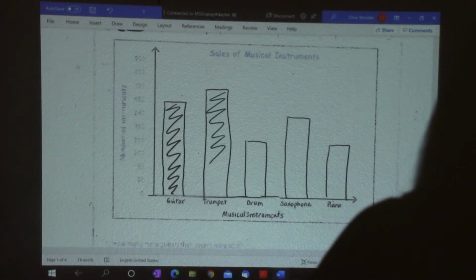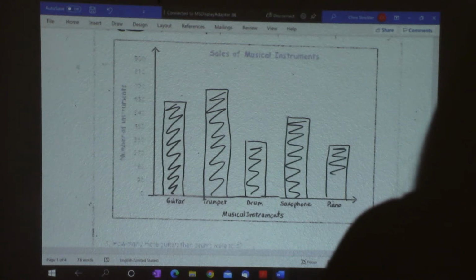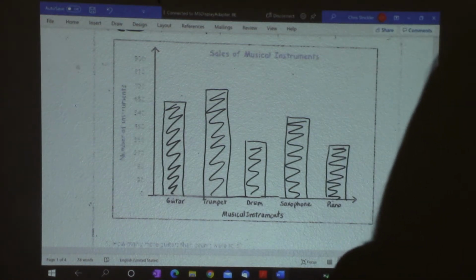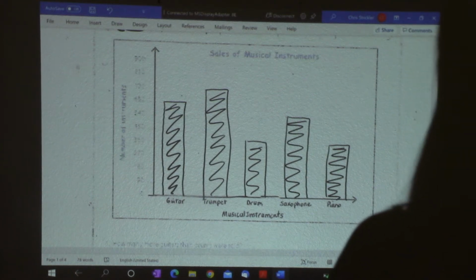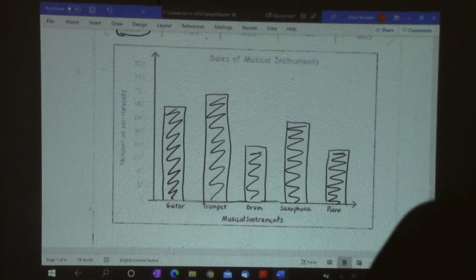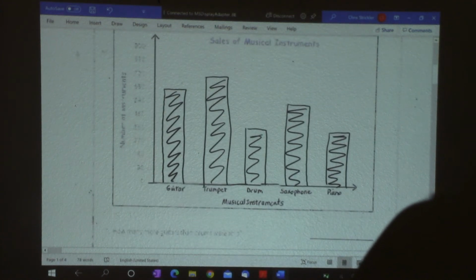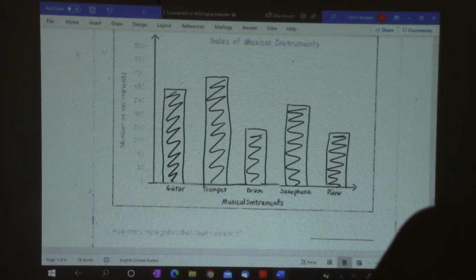So you should make a bar graph that looks something like this. And you can color those in nicely, maybe with a colored pen. Okay, so that's a bar graph. And then that is a visual representation of these numbers, and it makes it easy to draw some conclusions about our data. So the first question says, how many more guitars than drums were sold? So guitar would be 630, and we would subtract drums, which is 405, and you get 225, I believe.